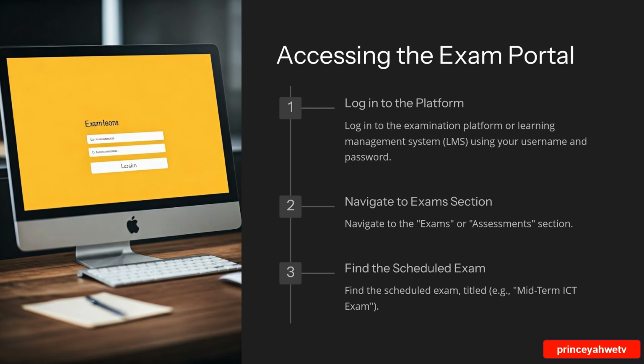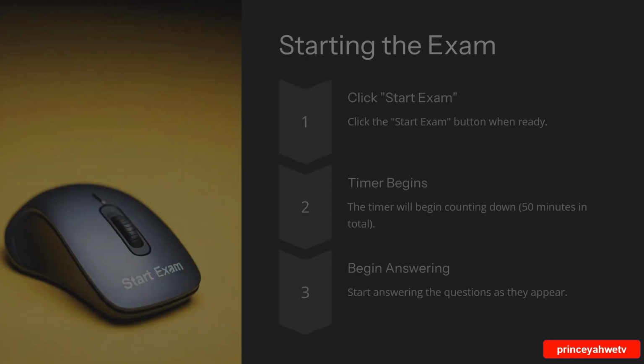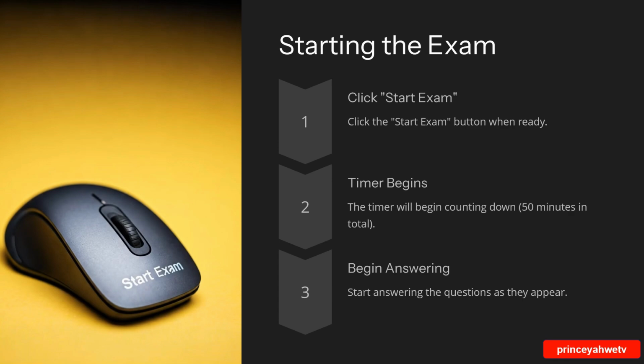Submit the exam. Once you're confident in your answers, click Submit Exam or Finish. Confirm submission if prompted. View results. After submission, the system might instantly display your score and feedback, or you may need to wait for the official release. Typically, the results will include a percentage score and a breakdown of correct and incorrect answers.